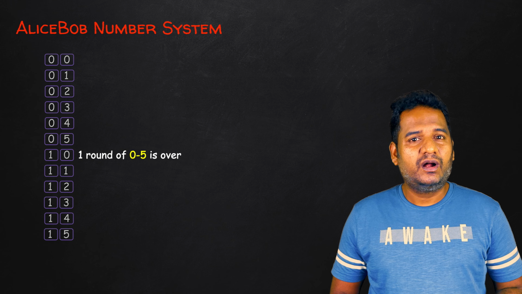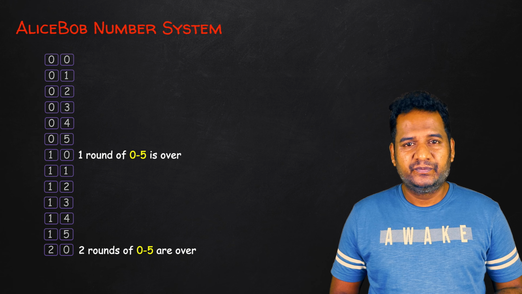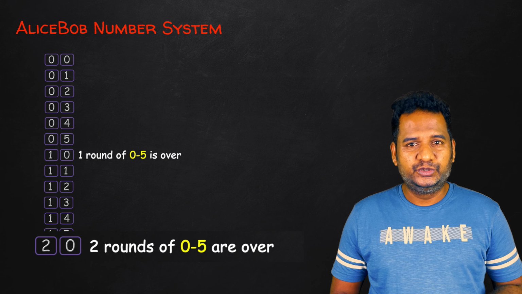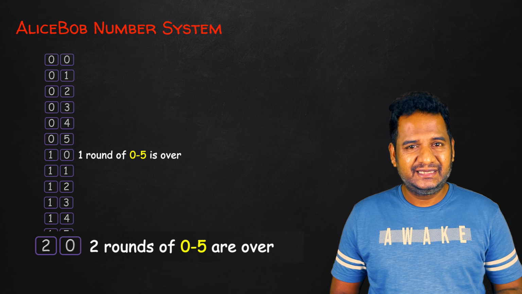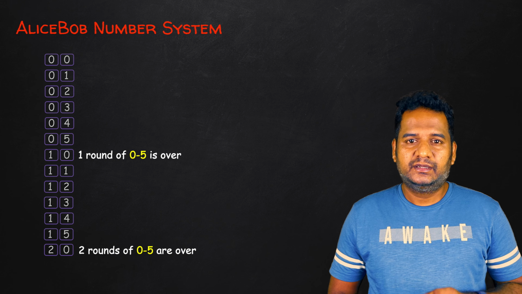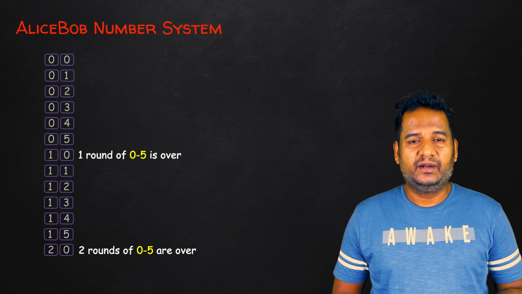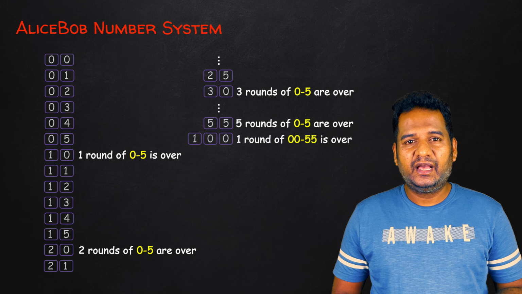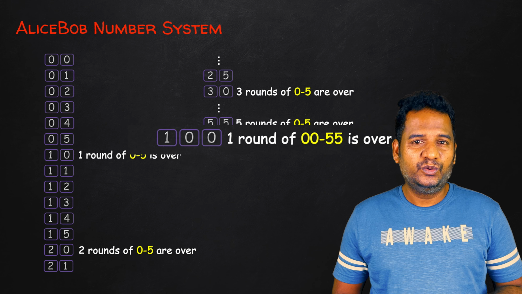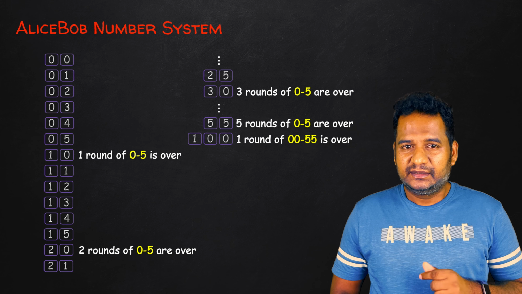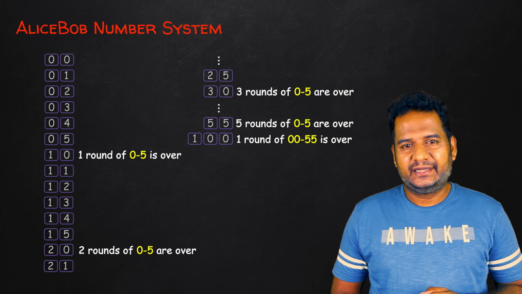Then it will go on till 15, that is 15. The next number is 20, because we do not have the symbol 6 in the Alice Bob number system. The 2 in 20 denotes that 2 rounds of 0 to 5 are over. So after 55, we have 100 because 1 round of 0 to 55 is over. The method is continued forever to get other numbers.